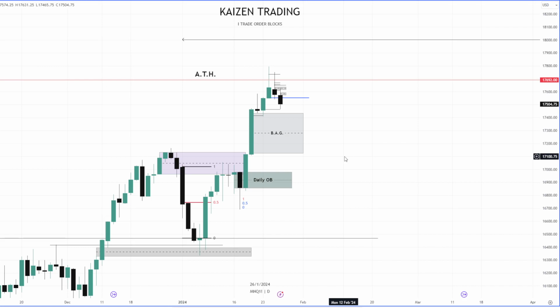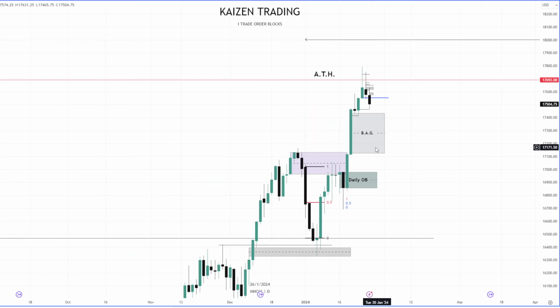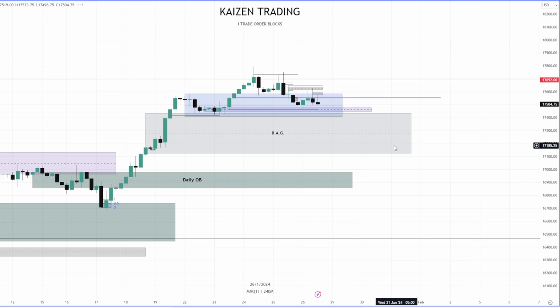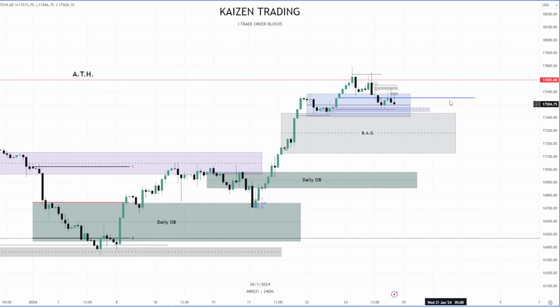Right now I'm looking at a nice head and shoulders on the higher time frame, the 4-hour chart. And I'm also looking at the wicks that we formed as a draw to go higher, but wanting to get internal liquidity first.